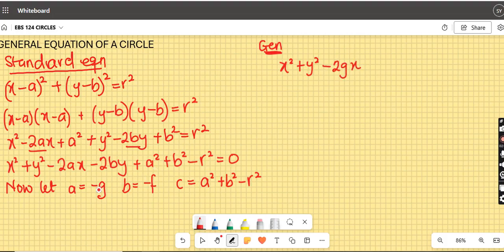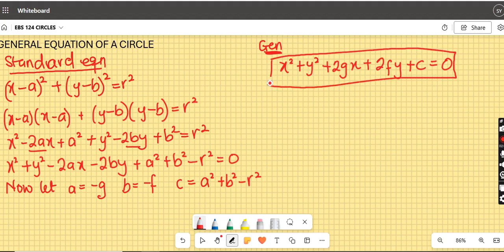We are replacing a with −g, so sorry, it should be plus, to give us a double negative, so + 2gx, and a double negative here as well, + 2fy + c = 0. And this is the general equation of a circle.